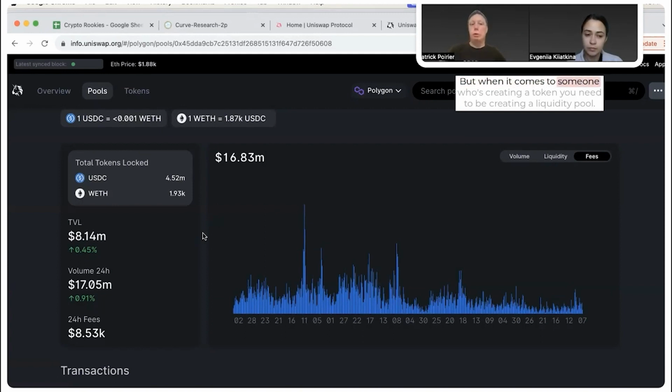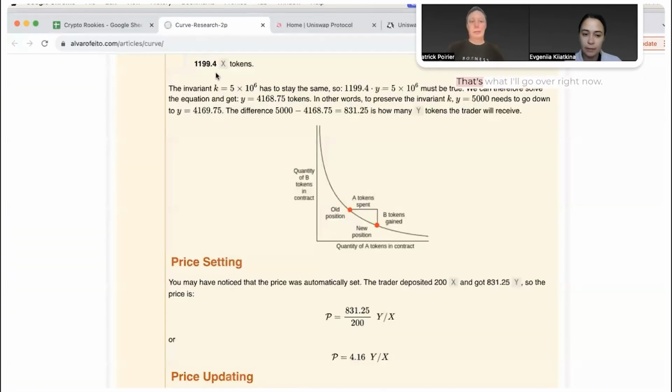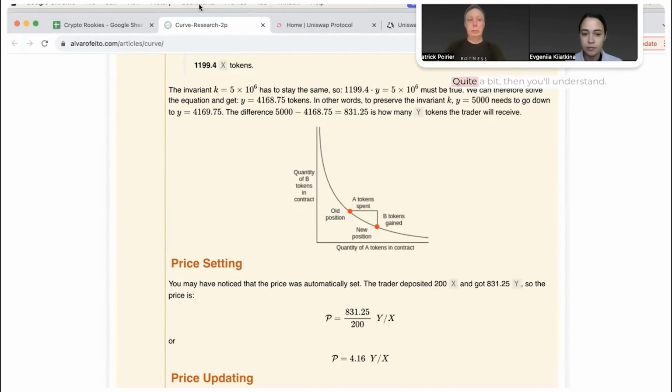When it comes to someone who's creating a token, you often need to create a liquidity pool at first, to allow your users to swap back and forth between your token and whatever pair you put as a pair. Most of the time it's a stablecoin, but it could be Ethereum or Bitcoin or something else. So what will happen, for example, at the beginning, when they have created the token and are going to release it, and you put the money into the pool? How would it affect you in the future if you enter at the beginning and invest money? Exactly, that's what I'll go over right now. The calculation is easy for someone in mathematics, but it's arithmetic and it's confusing at first. If you play with the formula quite a bit, then you'll understand.